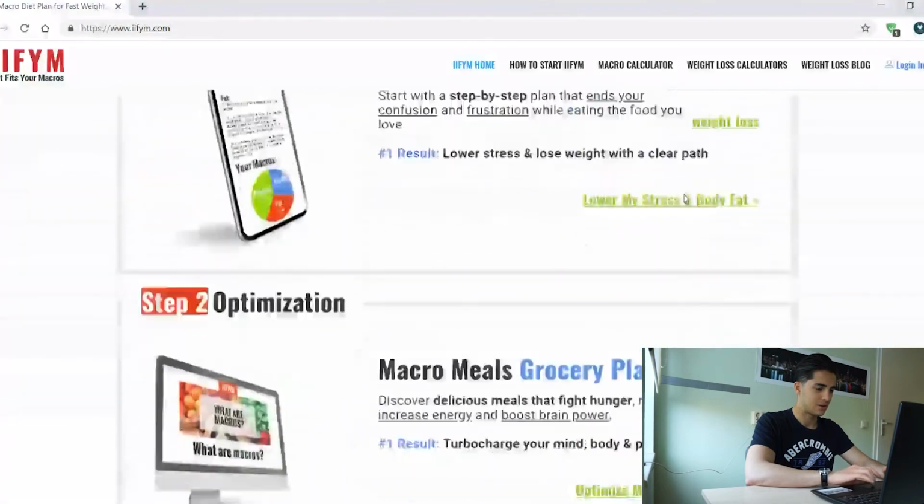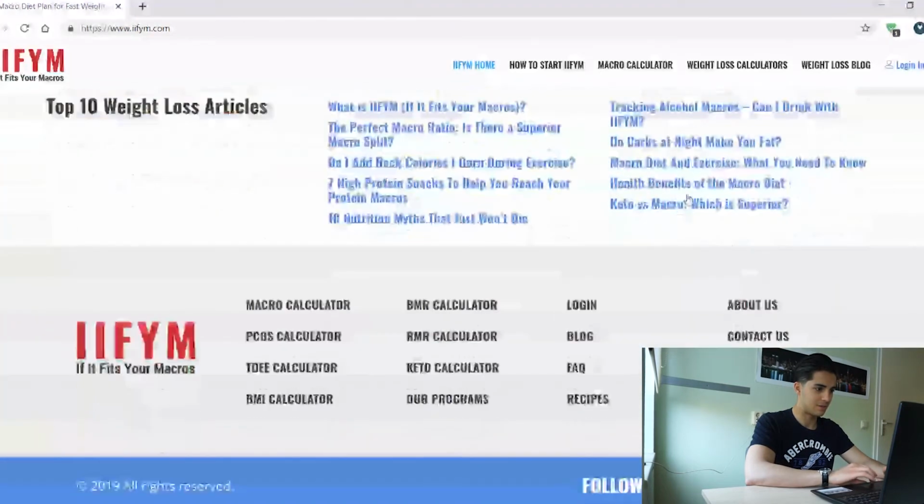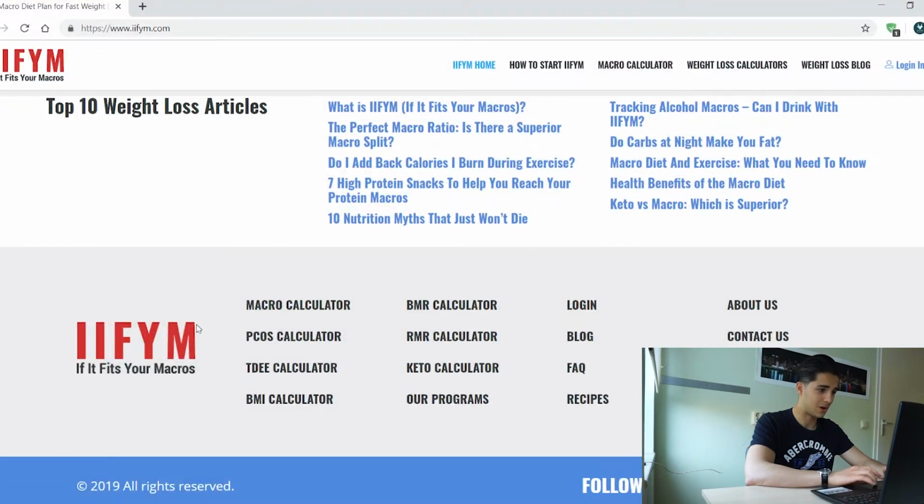Go down, down. And over here you see a lot of calculators. Macro calculator, PCOS calculator, TDEE calculator, BMI calculator, and all that stuff. But what we are going to need is the TDEE calculator, our total daily energy expenditure. That's exactly what we have to know. It means total daily energy expenditure. So that means how many calories we burn in a day. So let's click on that.